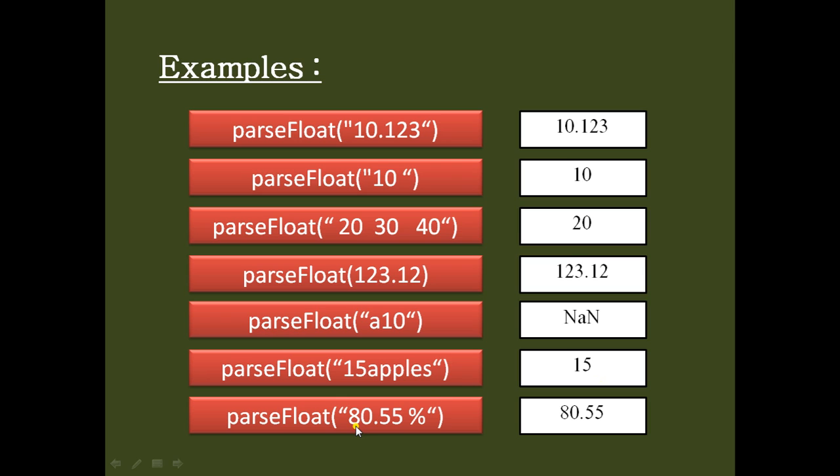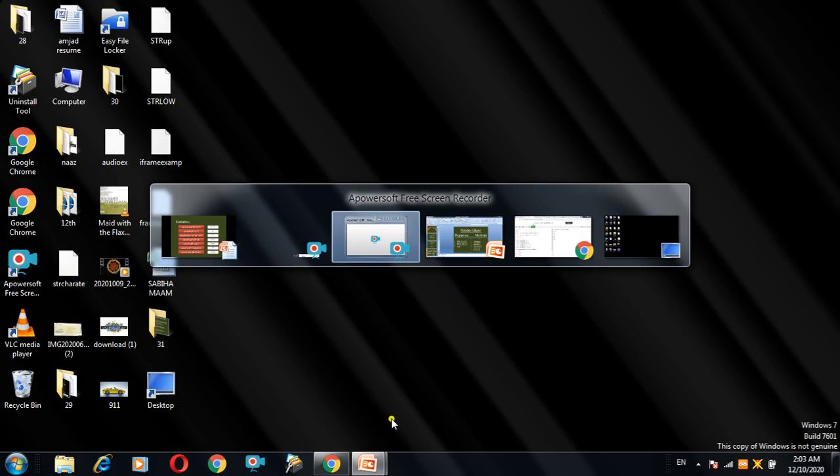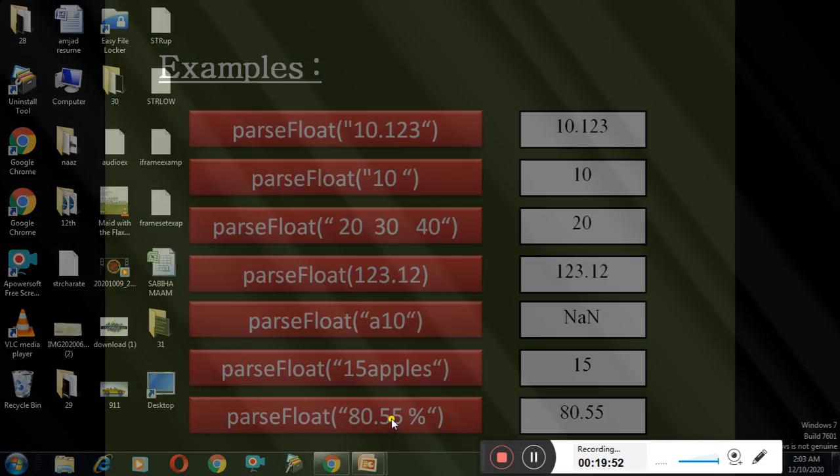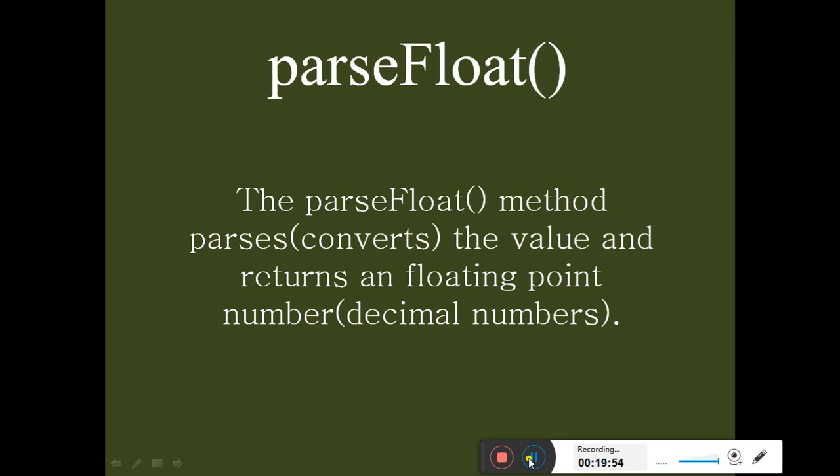Now next is "80.55%". This percentage sign is a special character, so it will avoid the special character and display only 80.55 as an output. It will convert it into a floating point number and will display it as an output on the screen. So 80.55 will be your output. Got it?